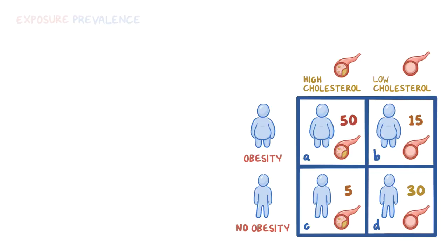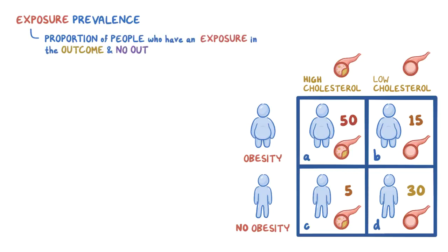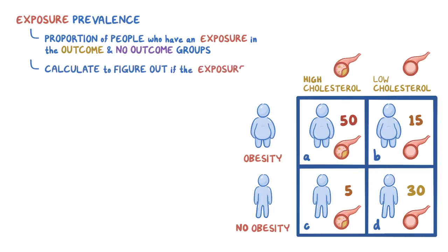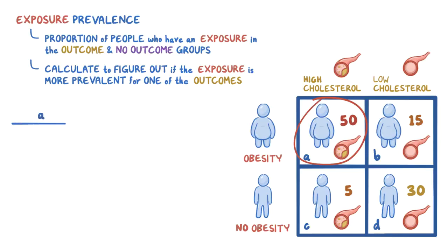We can similarly calculate the exposure prevalence, which is a comparison of the proportion of people who have an exposure in the outcome group and the no outcome groups. For example, we might calculate the exposure prevalence to figure out if obesity, the exposure, is more prevalent for people who have high cholesterol or low cholesterol, the outcome. To find the exposure prevalence, we first calculate the proportion of people who are obese in the group that has high cholesterol, so A divided by A plus C, or 50 divided by 55, which is 0.91.